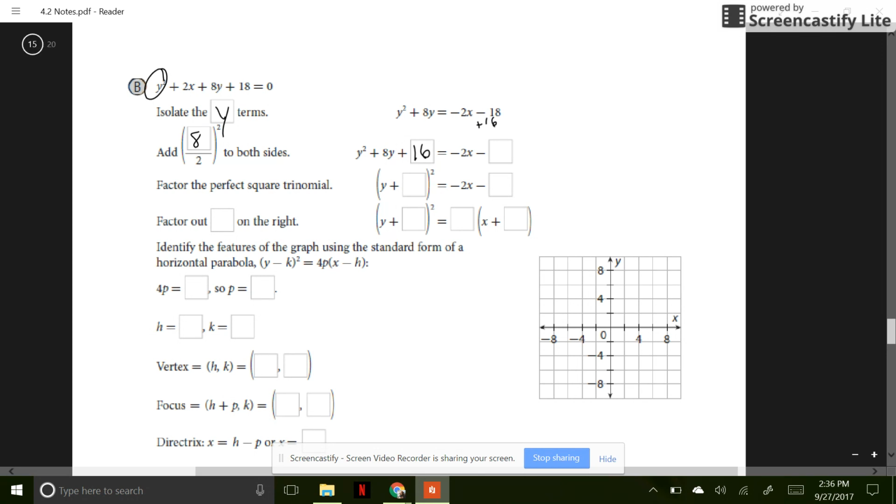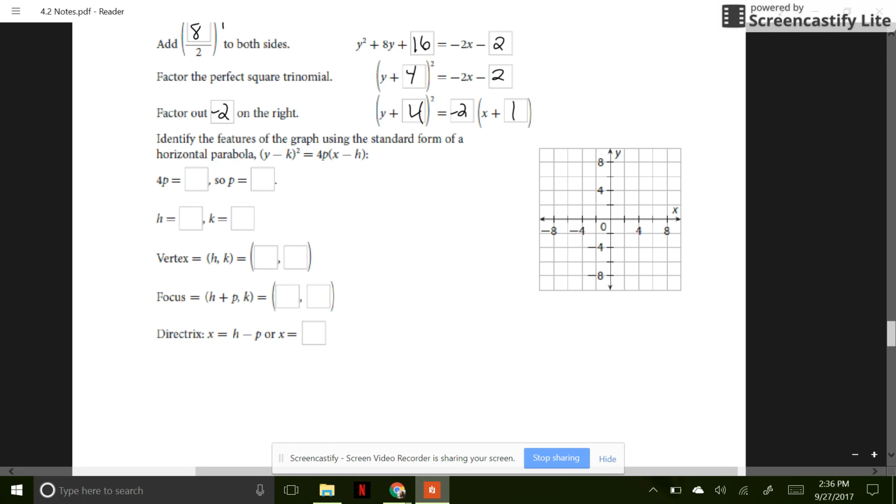So they took -18 plus 16 to get -2. We take our perfect square. We get y plus 4, our b over 2, minus 2x minus 2 still. And then on the right-hand side, we can factor out a -2. So we still have x plus 4 on the left. We factor out a -2 to get x plus 1.